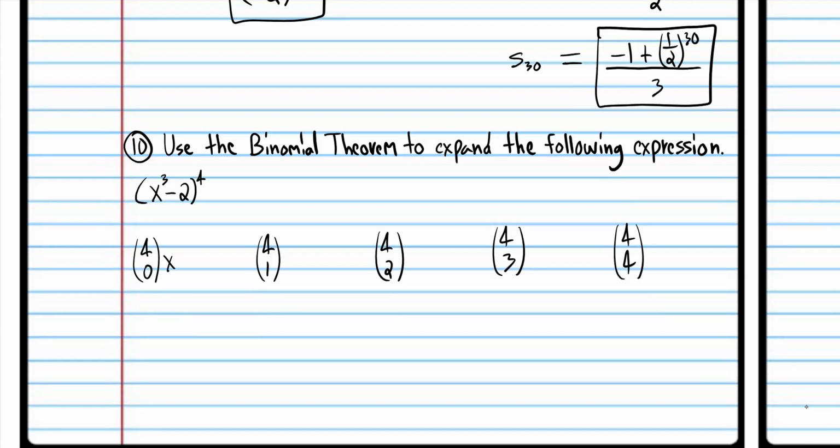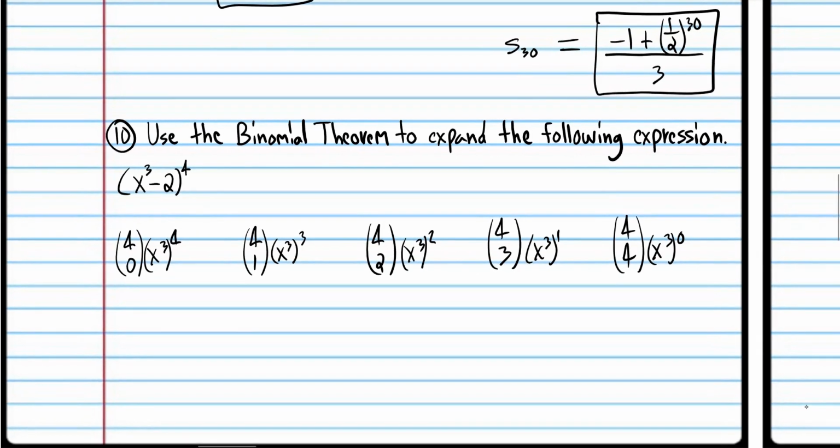Then we're going to have x cubed raised to the 4th, x cubed raised to the 3rd, x cubed raised to the 2nd, x cubed raised to the 1st, and x cubed raised to the 0. Then we're going to have negative 2 raised to the 0, going in the opposite direction when it comes to the powers. Then the first power, then the second power, then the third power, then the fourth power.